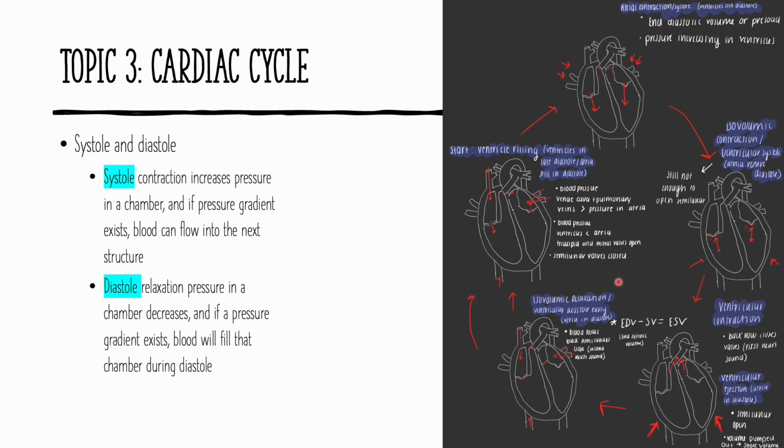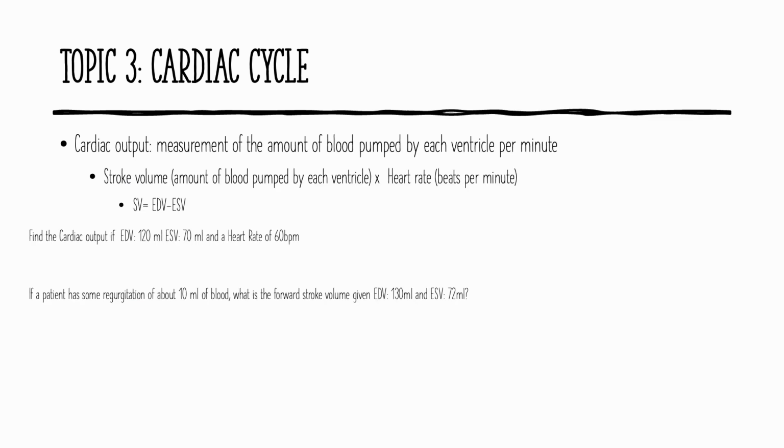And now we're going to briefly look at our cardiac output. This is the measurement of blood pumped by each ventricle per minute. We can find this by multiplying our stroke volume, which is the amount of blood pumped by each ventricle, times our heart rate, which is in beats per minute. It's interesting because our stroke volume and our heart rate can both be impacted, and because of this, it will in fact affect the cardiac output.